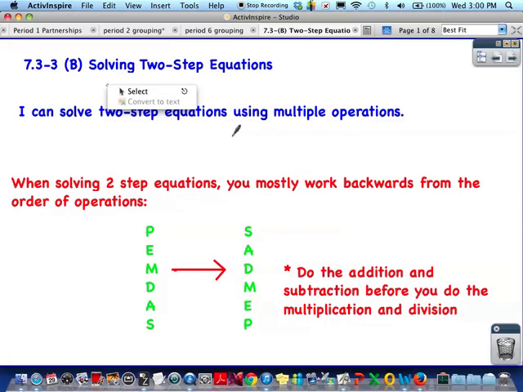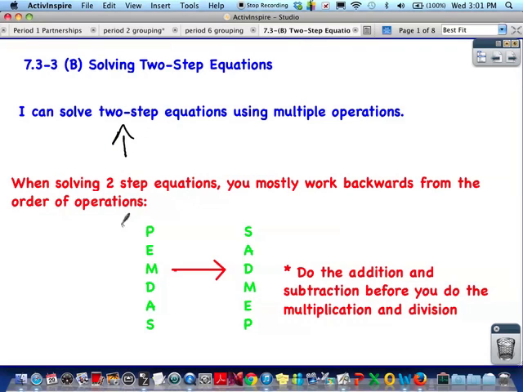The title of this lesson is Solving Two-Step Equations, and I'm not sure why this is in my way, but it's there, so we'll deal with it. And the I can statement is I can solve two-step equations. There we go, it went away. Two-step equations using multiple operations.